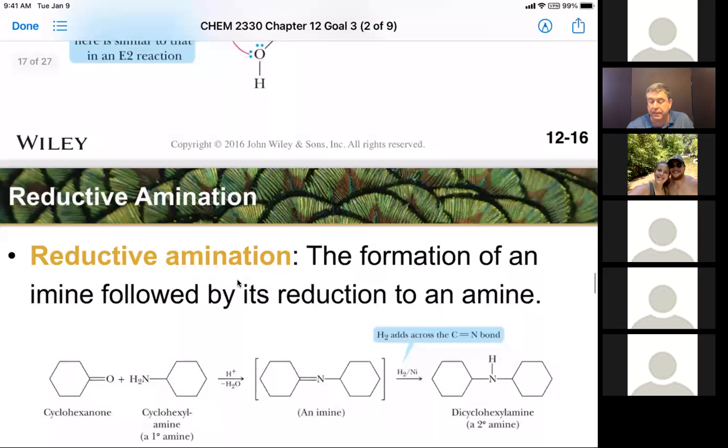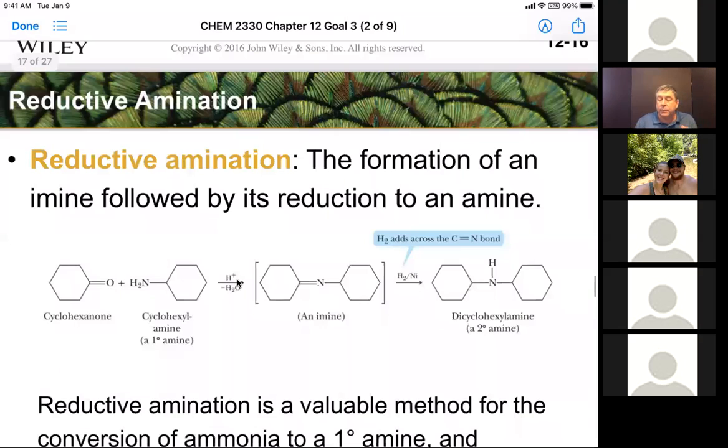And this is just the mechanism. So once we make our imine here, our double bond here, we can reduce that down and get a secondary amine. It's the only very clean reaction we have to get to a secondary amine.